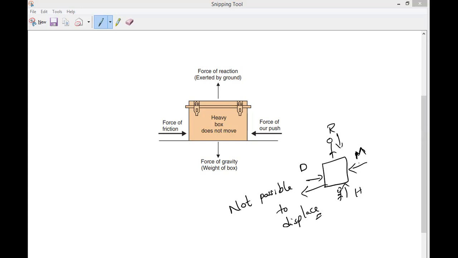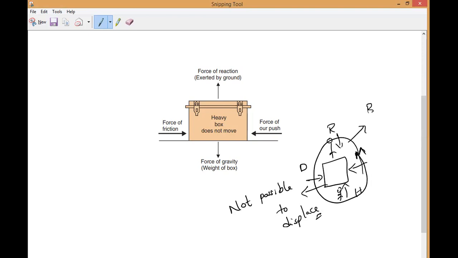So, in this situation, the forces exerted on this body, what do we call them, guys? We used to call them balanced forces. Understand, Mithakshri? Danishka?